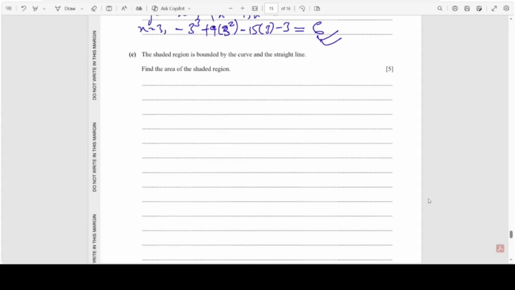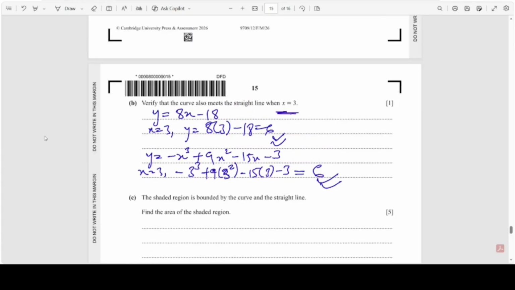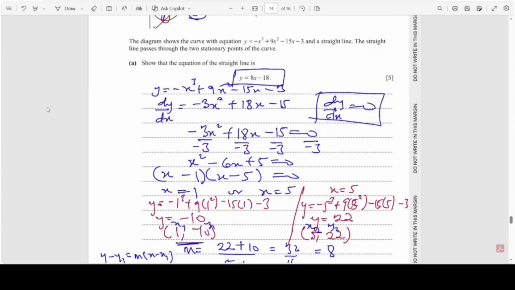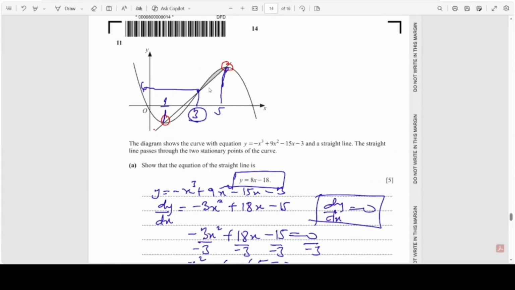So next, 11C says that the shaded region is bounded by the curve and a straight line. Find the area of the shaded region. So we check where the shaded region is over here, right? Between the line and the curve. The curve is above the line at the shaded region, and the shaded region is between the x values x equal to 3 and x equal to 5.